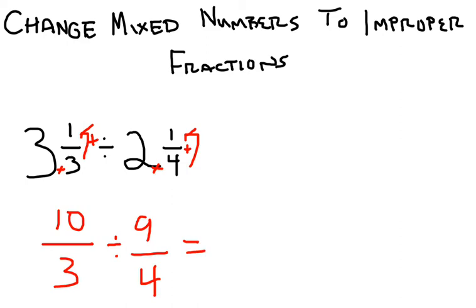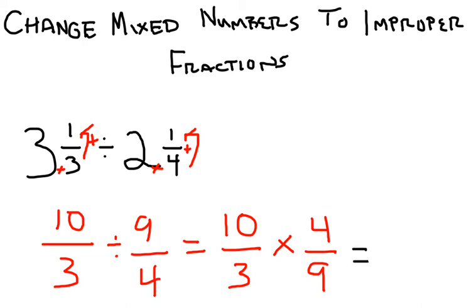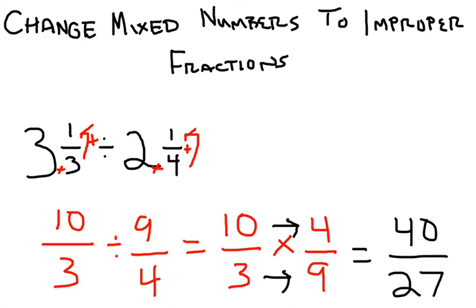So 10/3 divided by 9/4 becomes 10/3 times 4/9. Now I'm going to check to see if I can cross reduce at all, and it does not look like I can. So I'm going to multiply straight across. 10 times 4 is 40. 3 times 9 is 27. I'm going to double check to see if 40 and 27 share any common factors, and they do not, so this would be my final answer.